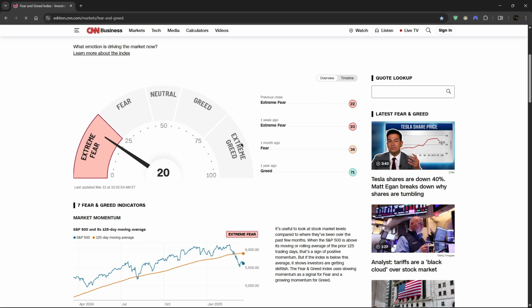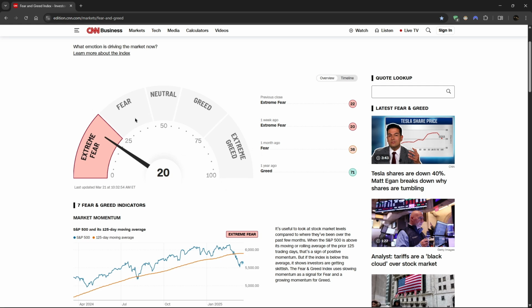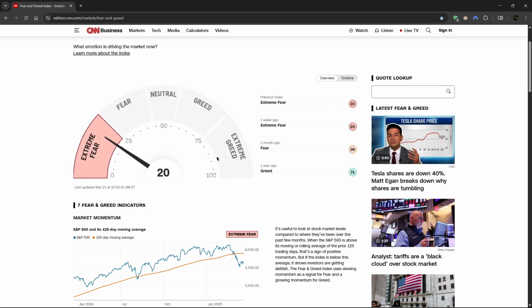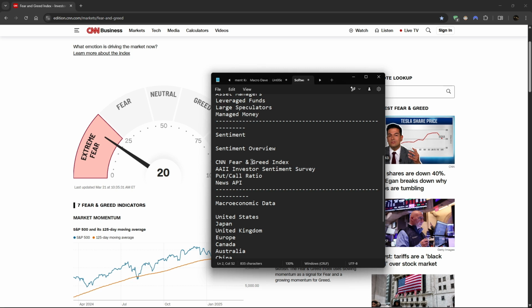So this is the Fear and Greed Index on the CNN website. You can see that currently the fear level is at 20. So there's a lot of fear in the markets. Now you can see the timeline, and I really like the fear index. So I'm planning to add that next.